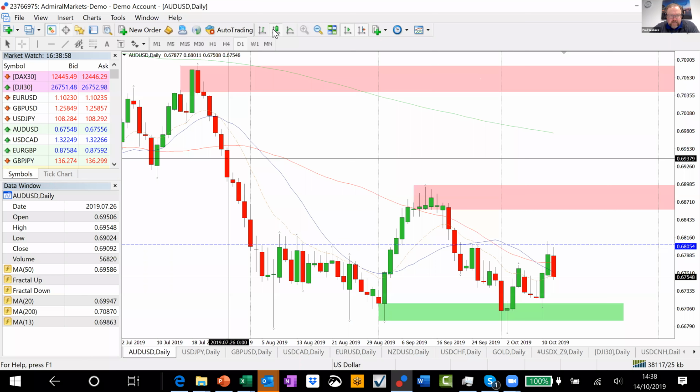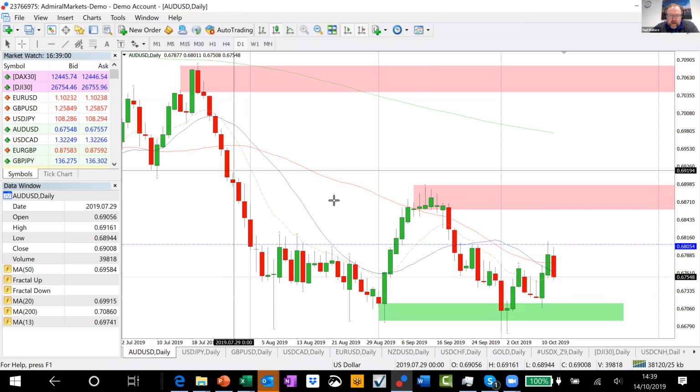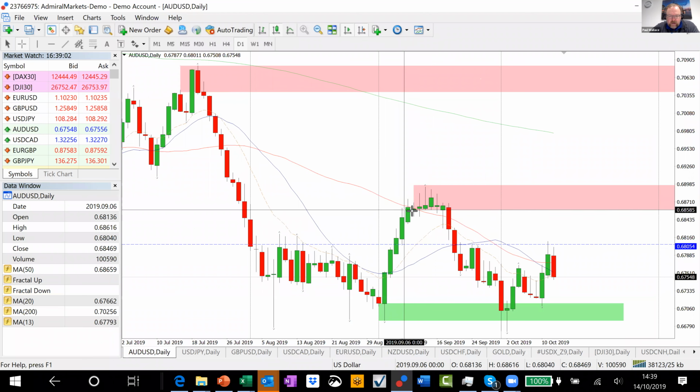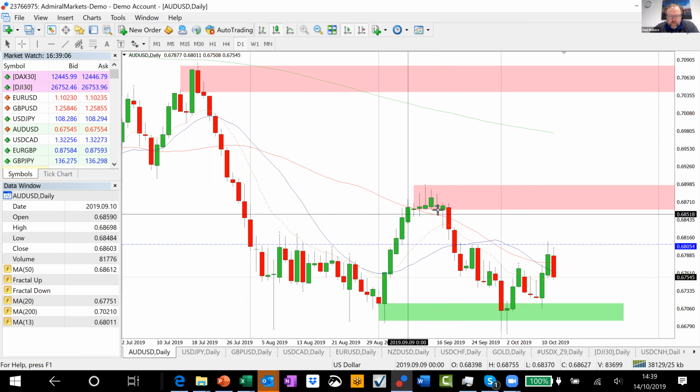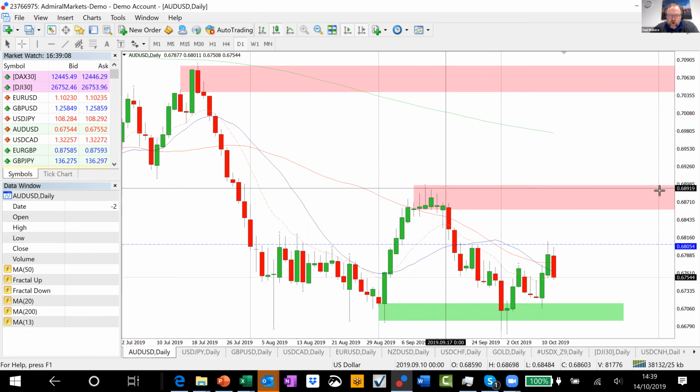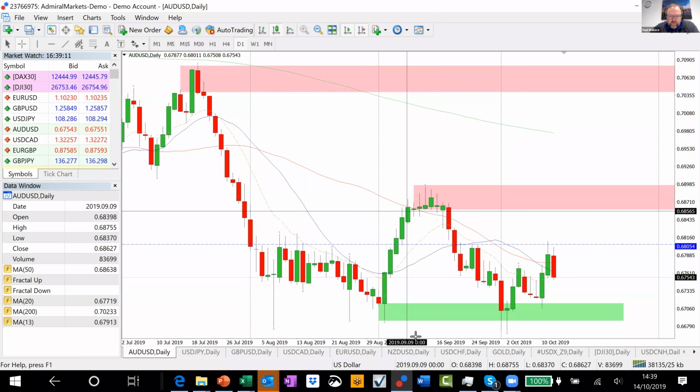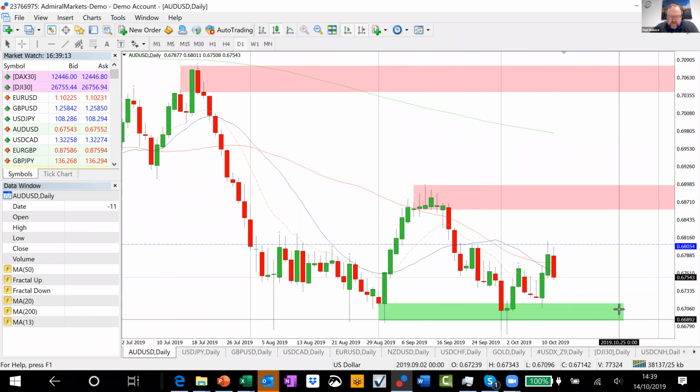I think someone asked about the width of the zone. For today's session, I'll just take a look at where the wicks are, where the bases and the wicks are, and just draw my zones forward from there, just using a little bit of common sense.